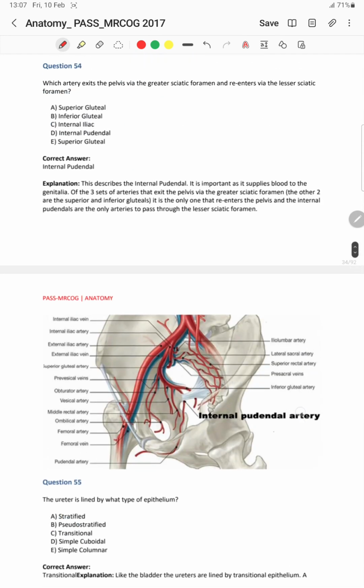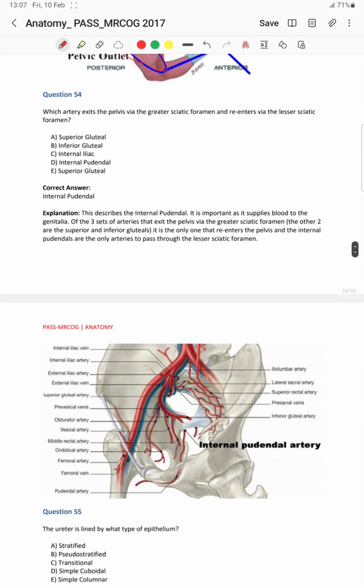Okay, now let us move towards the further MCQs, and it is question number 54. Which artery exits the pelvis by the greater sciatic foramen and re-enters via the lesser sciatic foramen? We have also discussed this in the previous MCQs, that it is the internal pudendal artery. It is the internal pudendal artery, which travels with the pudendal nerve, and they exit the pelvis by the greater sciatic foramen and re-enter the pelvis by the lesser sciatic foramen.